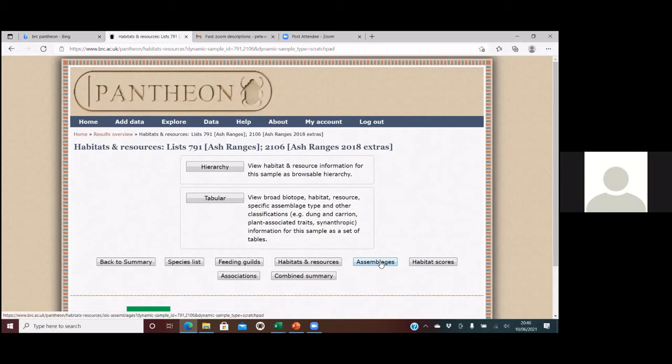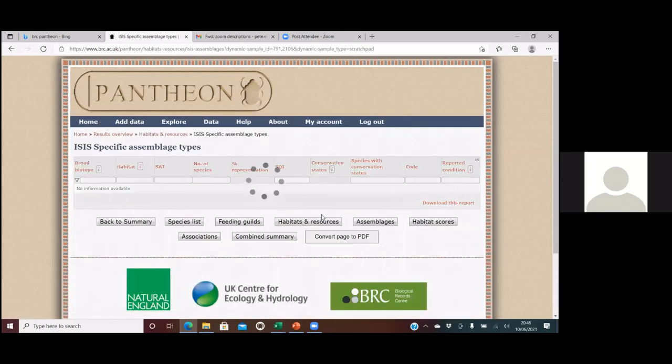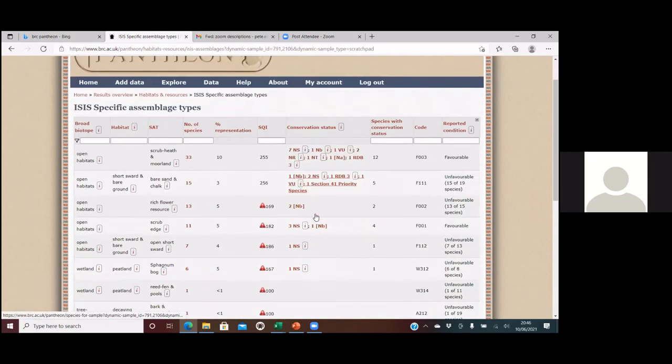Probably what most people are interested in is the assemblage, and we've clicked on it and it's doing its thing. So it tells us that the species list that we collected, the F003 assemblage, which is the scrub heath and moorland one that we looked at earlier, is favourable. 33 species were found within that SAT, and the scrub heath and moorland score you need to pass is 9, so quite significantly favourable.